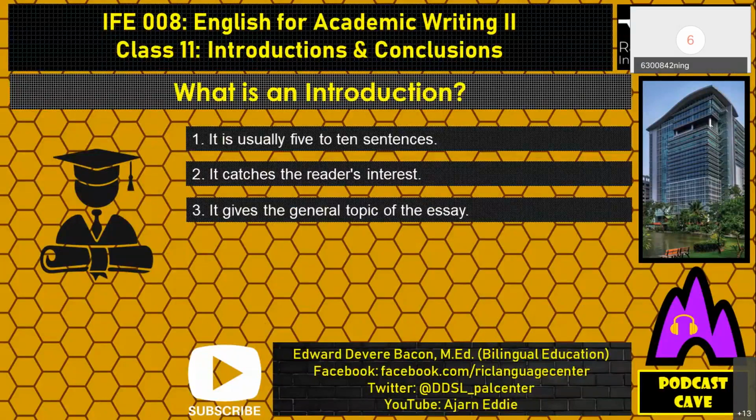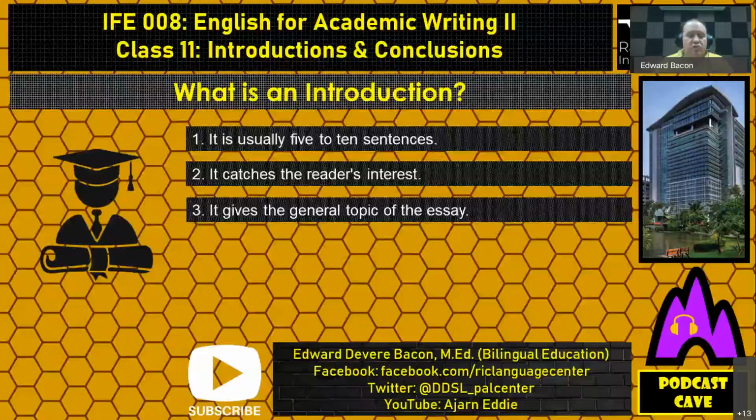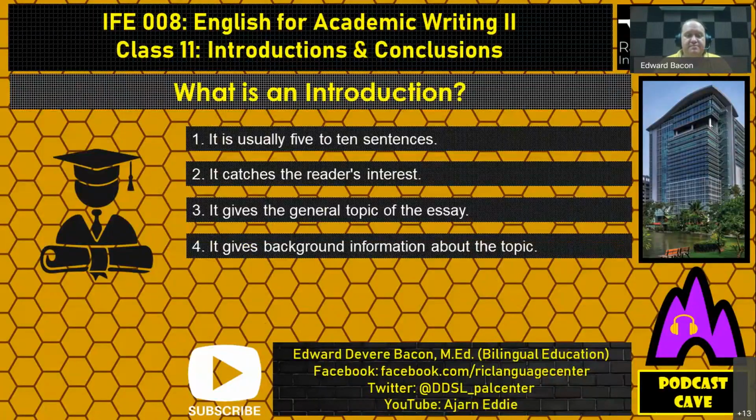So again, you want to make sure that you inform the reader what you're going to talk about in your introductory paragraph. The reason is that if you wait until the second or third paragraph, the reader will be confused. They don't know what you're talking about. So you want to let the reader know the general topic in your introduction. And next one. It gives background information about the topic.